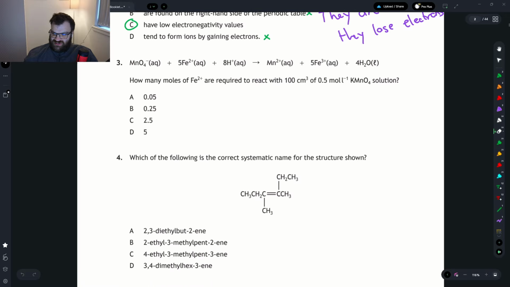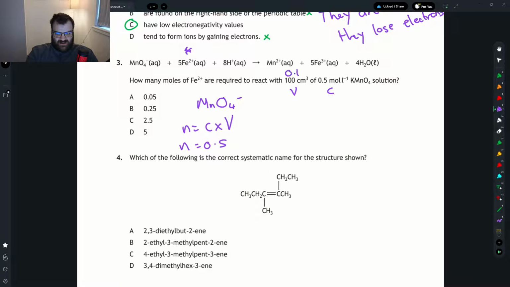Next question, we are dealing with a calculation. We want to work out how many moles of Fe2+ are required to react with this many centimetres cubed, which is a volume, and this concentration. Let's start off with the MnO4-. n equals c times v. Importantly here, we have to turn our centimetres cubed into litres.